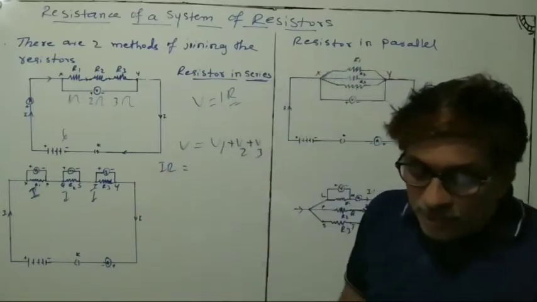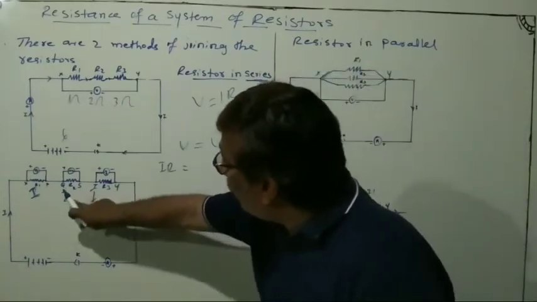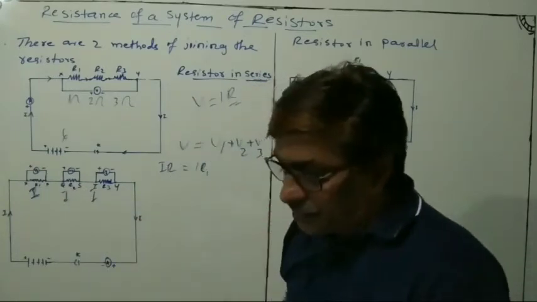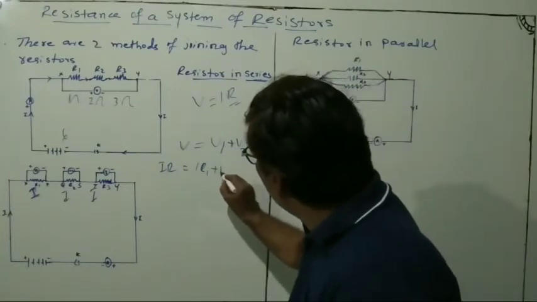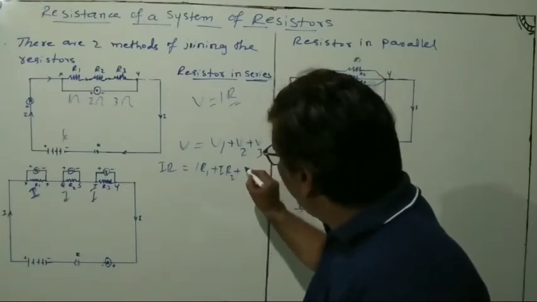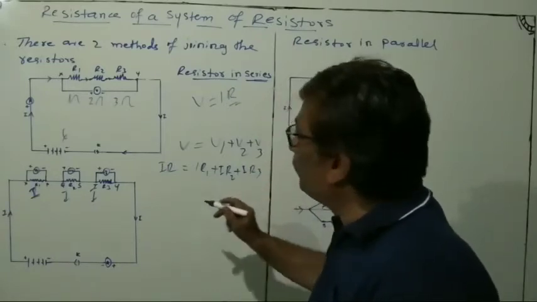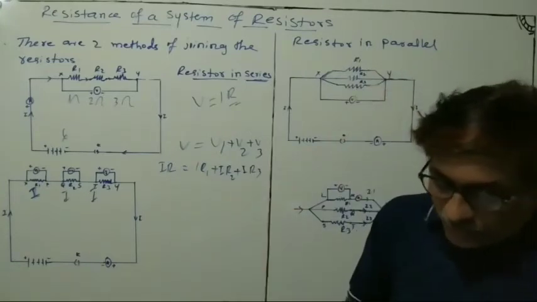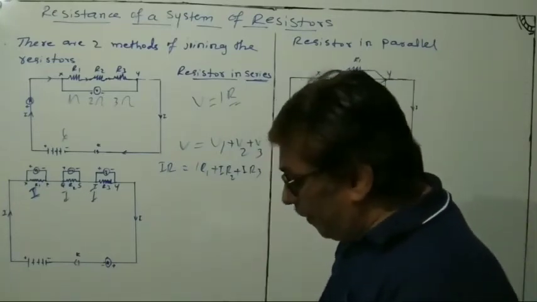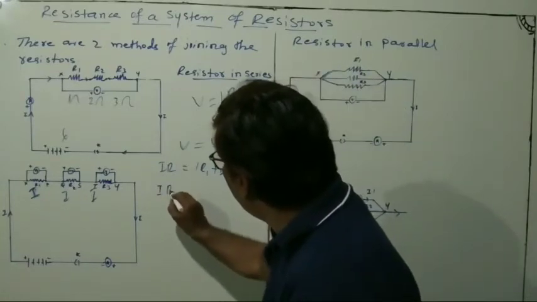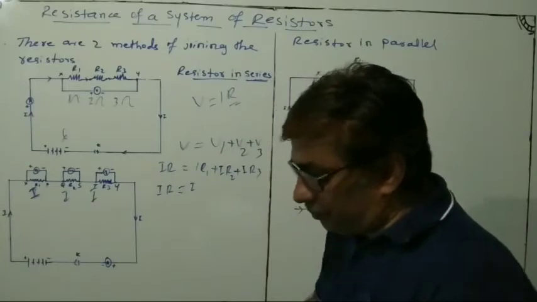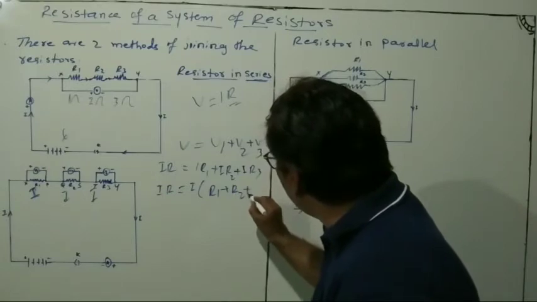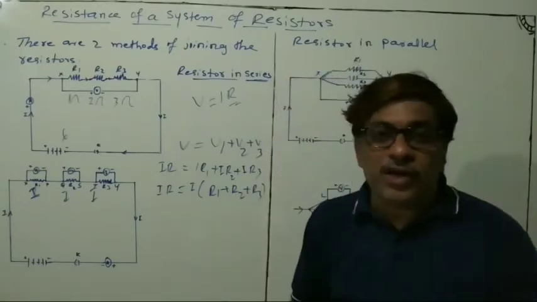Look here now. V1 is equal to IR1, V2 is equal to IR2, and V3 is equal to IR3, because here the current flow is the same. Now you see that I is common, so I can write I times R1 plus R2 plus R3.